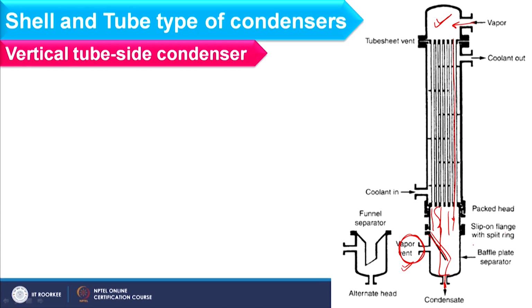So, in this way we consider the functioning of a vertical tube side condenser, and in some cases, instead of this inclined strip, we usually consider a funnel separator where condensate is collected from here and directly exits from this head, which we also call the alternate head. So, in this way the movement of condensate and vapor occurs in a vertical tube side condenser.